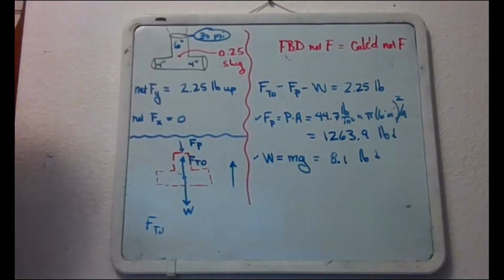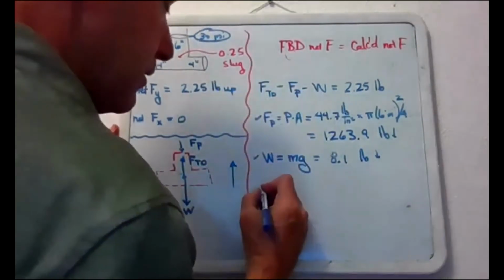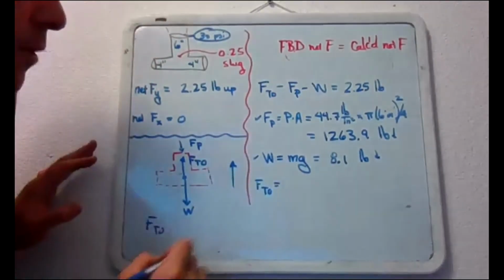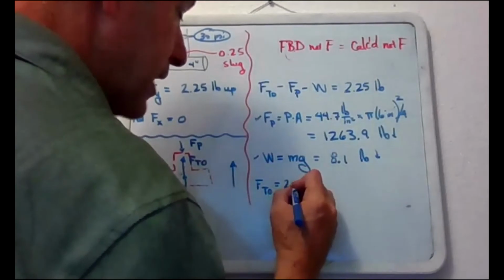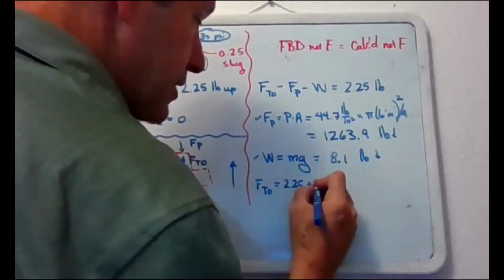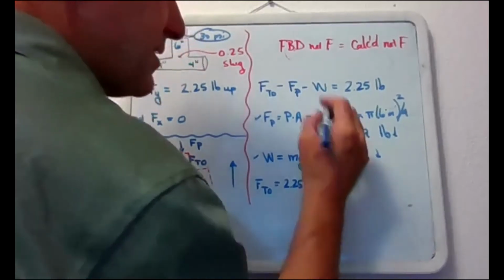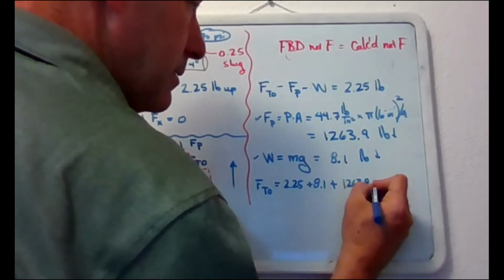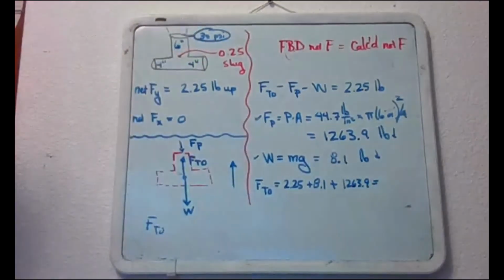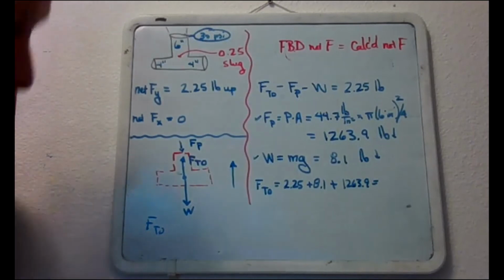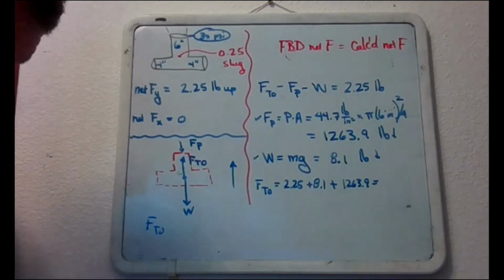We can go back up to this equation and finish it off. The force of the T on the oil is 2.25, it's got to produce that net force, plus, move that weight to the other side, 8.31, plus this huge pressure force, 1263.9. Okay. And adding that all up, it's going to be in the 1,200s. I'll just get that myself really quick.